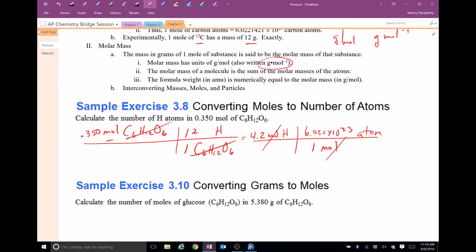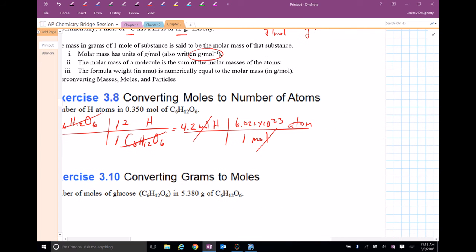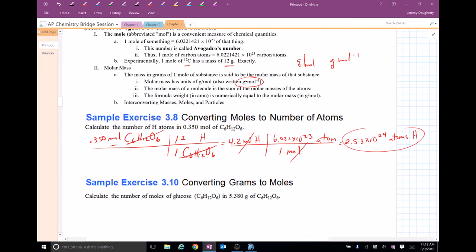Don't forget to use your EE button, your times 10 button. I'm going to go with 3 sig figs here. So that's how many atoms of hydrogen I have. Okay, so let's put a circle around that. Any questions there? Okay, let's do the next one.